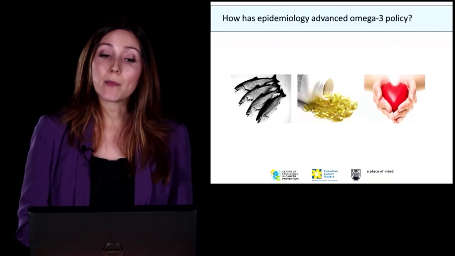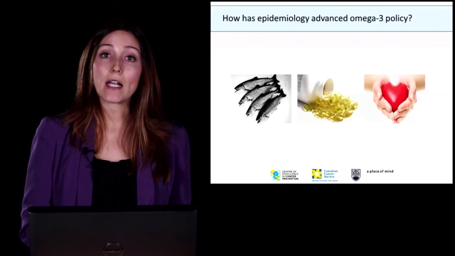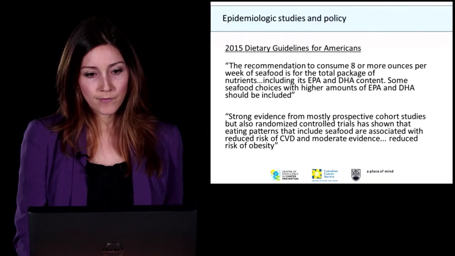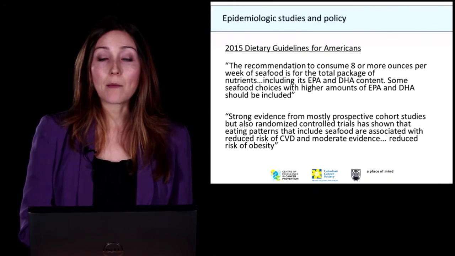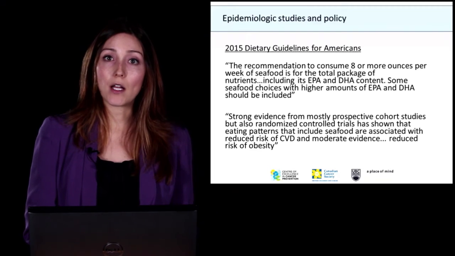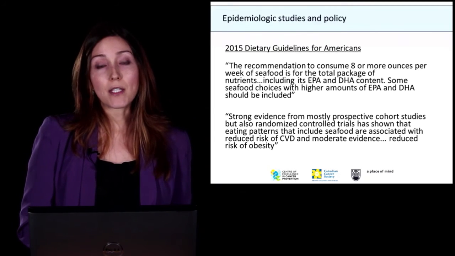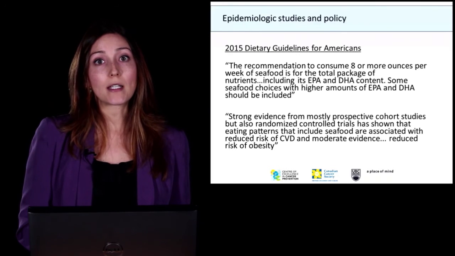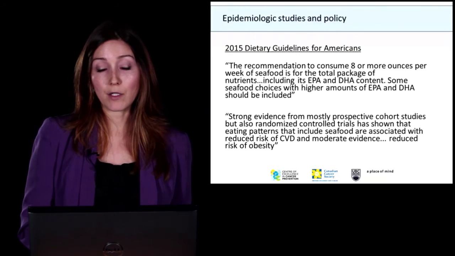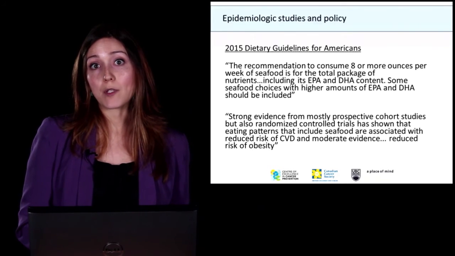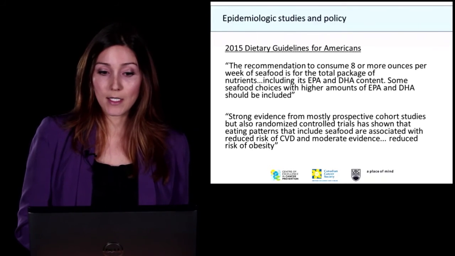And then finally, I want to give some examples of how epidemiology has helped advance omega-3 policy. One of these comes from the 2015 dietary guidelines, which were recently released. And they recommend the consumption of seafood, including seafood choices that are particularly high in omega-3 fatty acids. And much of this evidence was pulled from strong prospective epidemiologic studies.